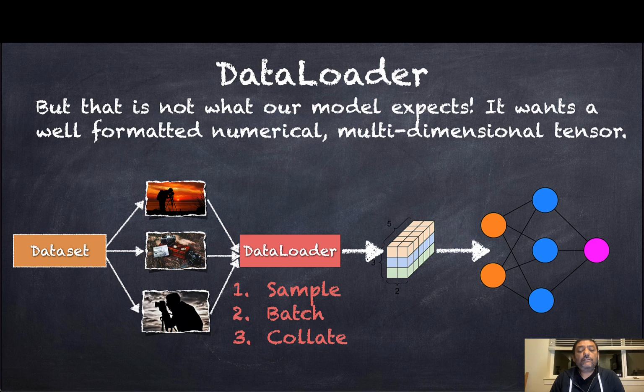Now, DataLoader is a very heavy-duty class that does a lot of different things, and we will dig into its details in a later video. But for now, remember that the three main things that a DataLoader does is it samples individual instances from the dataset, creates a batch out of it, and then collates that batch from its native format into a tensor.